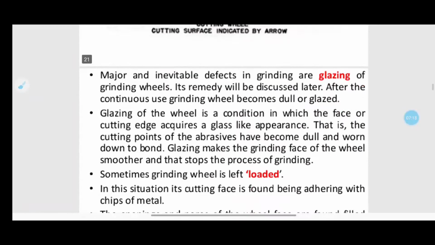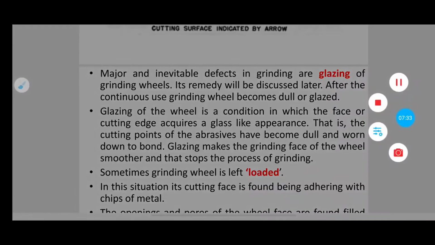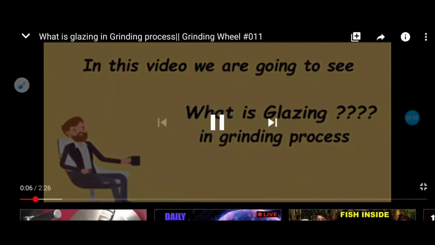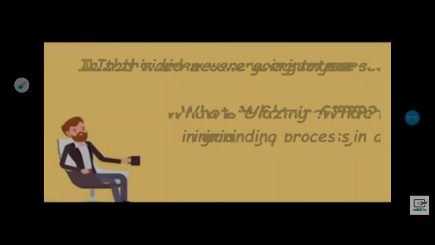The next one would be the major and inevitable defects in grinding, or glazing of the grinding wheel. So basically glazing is nothing but a shining thing, all those things will be happening. The wheel should be nice, right? Glazing. So just a second, I will show you what glazing is. So here you could see the glazing. It is what is called the glazing process.